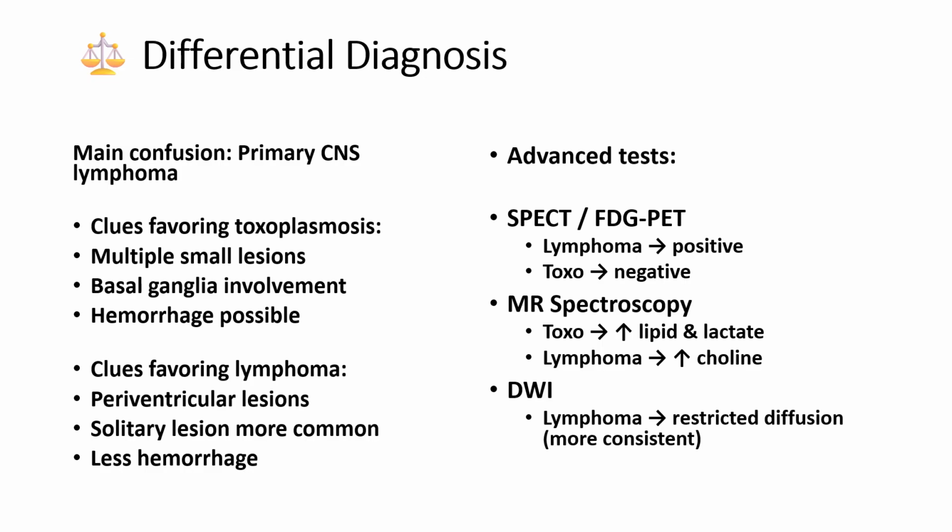Advanced imaging is by SPECT or FDG-PET. Lymphoma shows uptake, since it's a neoplasm, and toxoplasma is negative. On MR spectroscopy, we can see toxoplasmosis has increased lipid and lactate peaks and lymphoma has an increased choline peak. On DWI images, lymphoma may show restricted diffusion.